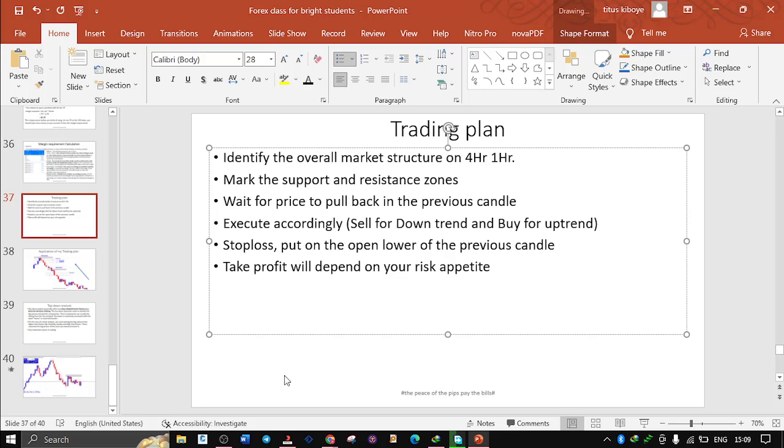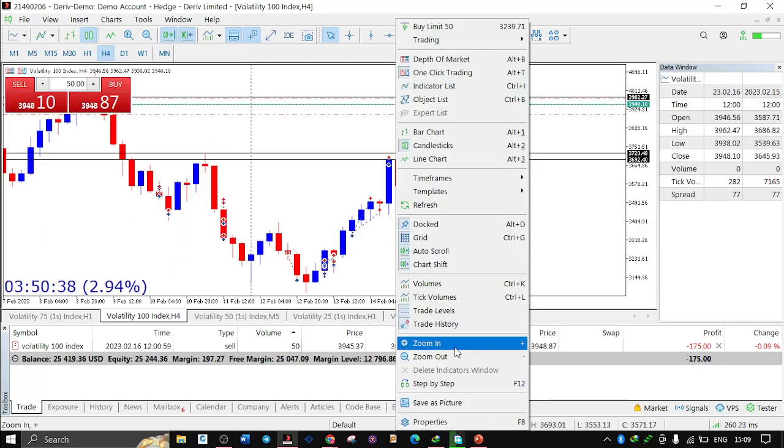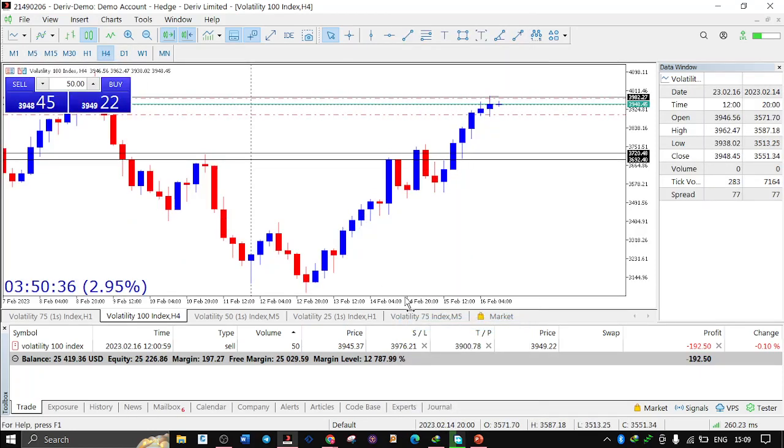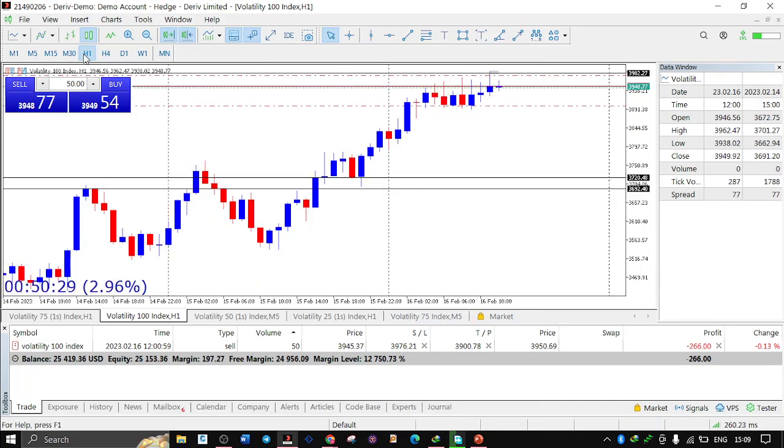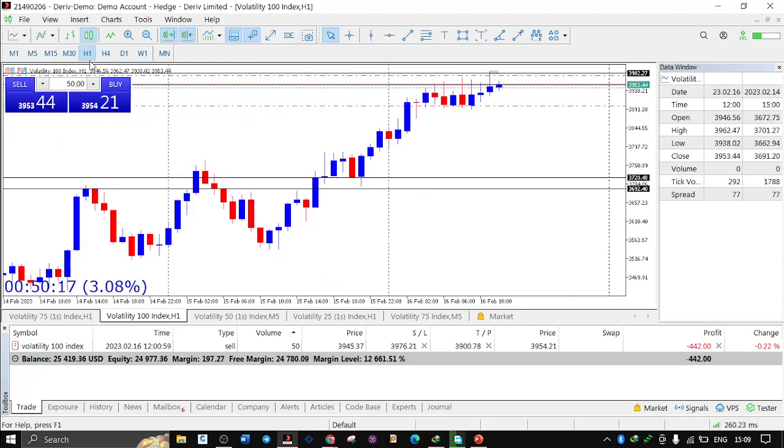So what does that mean? It means you go on the 4 hour time frame and identify which market structure it is. Is it uptrend? Is it downtrend? On the 4 hour, the market is going up because the bull candles are very many and prices are being pushed up. Now you come back to 1 hour, still the same. You're reconfirming what is happening.